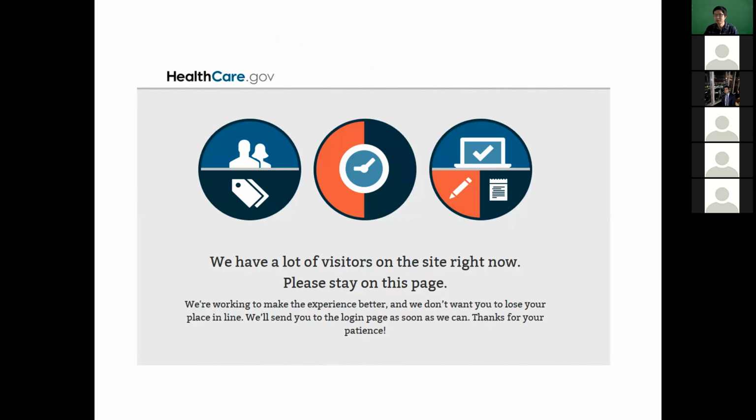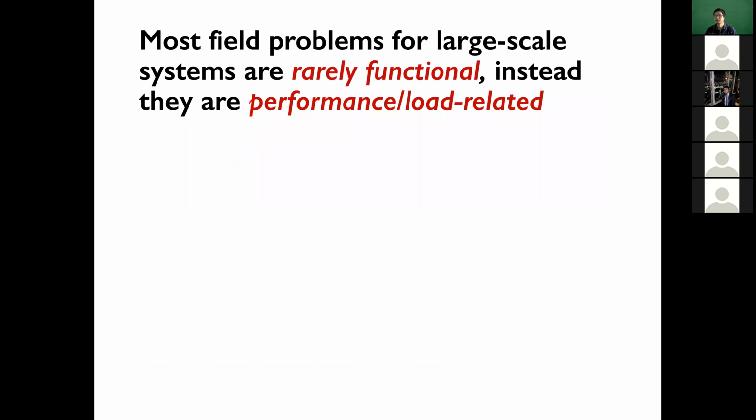Because of this large number of users, systems can suffer from scaling issues and performance issues. For example, a healthcare website suffers from an increasing number of users, and the result is that people cannot load the web page anymore. In fact, as we discussed before, most field problems for large-scale systems are rarely functional. Instead, they are performance or load related.